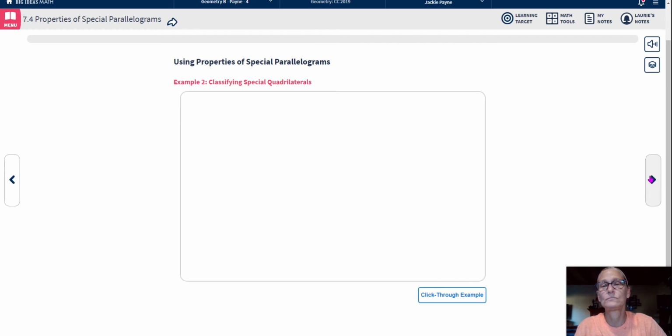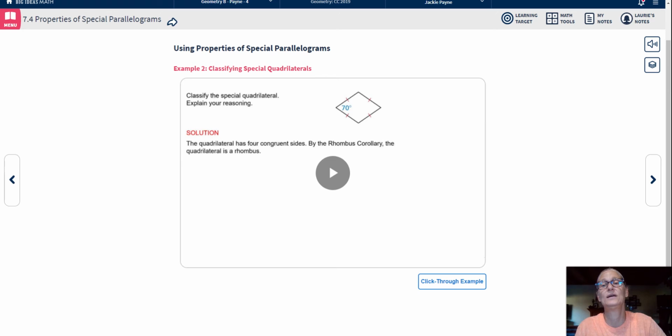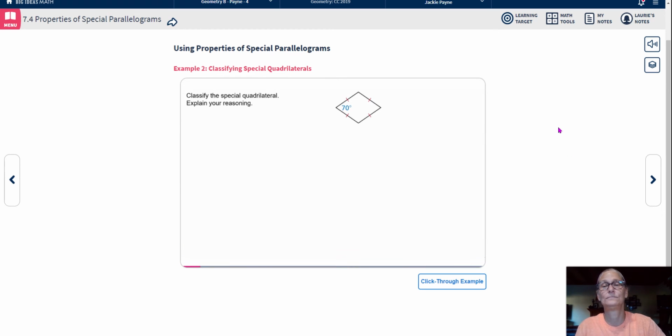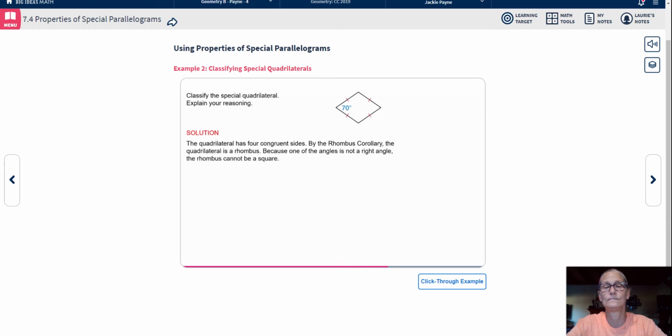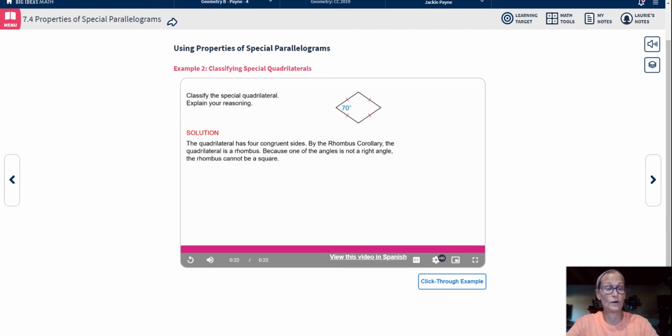Here we go. Next, we're going to classify special quadrilaterals. Classify the special quadrilateral. Explain your reasoning. Solution. The quadrilateral has 4 congruent sides. By the rhombus corollary, the quadrilateral is a rhombus. Because one of the angles is not a right angle, the rhombus cannot be a square. That's it. So you have to figure out which one it is by the definition.